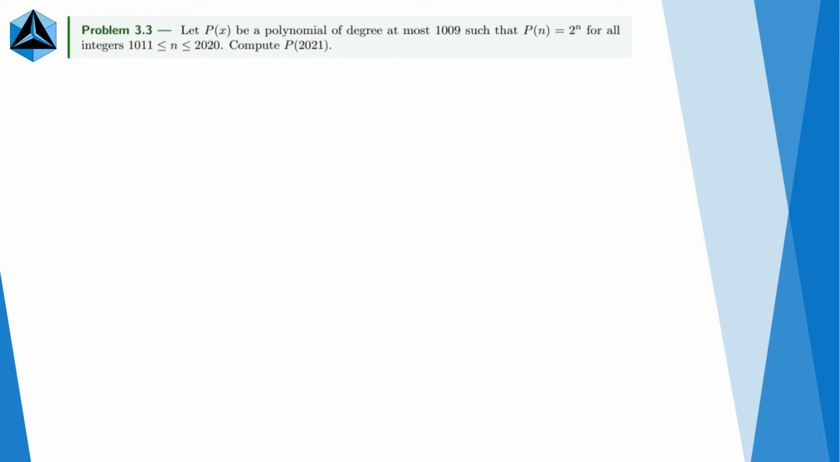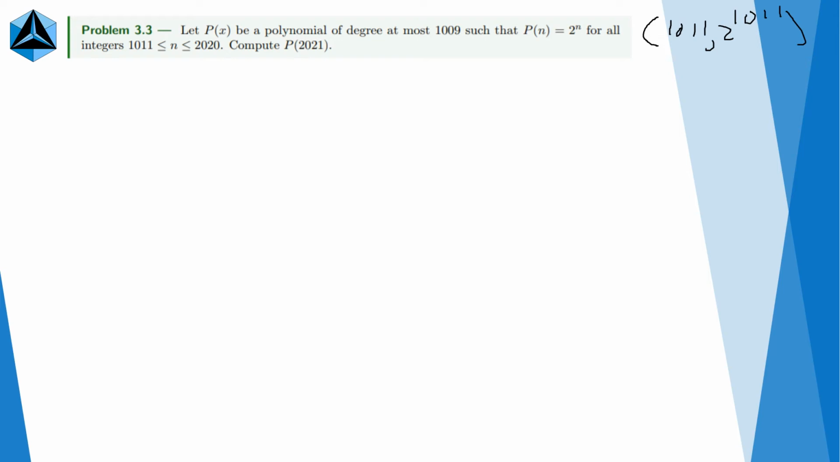However, the Lagrange interpolation is not only useful for finding the polynomial, we can use it for problems. So let P of x be a polynomial of degree at most 1009, such that P of n is equal to 2 to the n for all integers n from 1011 to 2020. And find P of 2021. So our points here are going to be 1011, 2 to the 1011, that's 1 point, and so on like that until we get to 2020, comma 2 to the 2020.